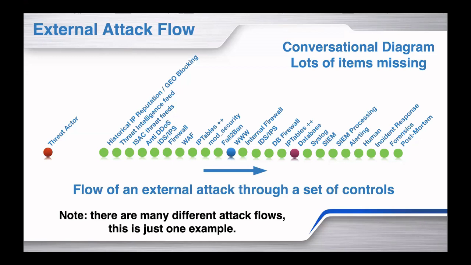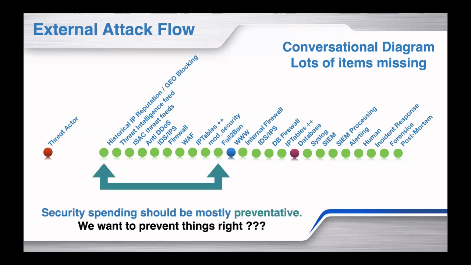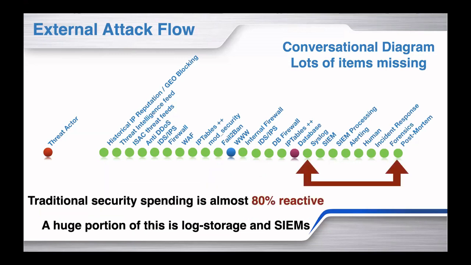So just keep in mind that this is conversational. There's a lot of different ways this gets applied. And we would think that all of our security spending, or at least most of it, should be in front of the thing we're trying to protect. We want to prevent these attacks from getting in. It turns out that like 80% of corporate spending is after the attack. It's in these SIEMs and these logging systems and dealing with all the processing of that and getting it to a human and incident response.